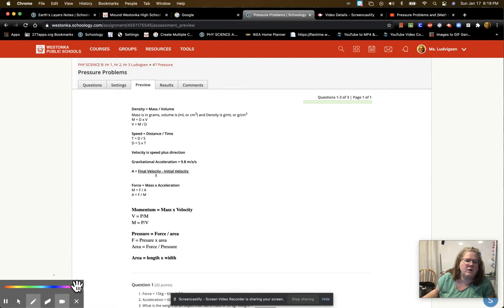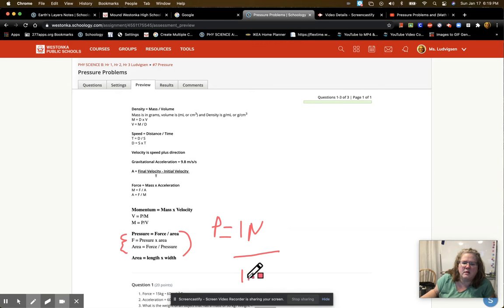Hi everybody, we are going to talk about what is pressure. And here on this handy dandy formula sheet is my pressure, where pressure is equal to force divided by area: 1 Newton divided by 1 square meter, which can be defined as a pressure unit, which is a Pascal, which we abbreviate as capital P, little a.